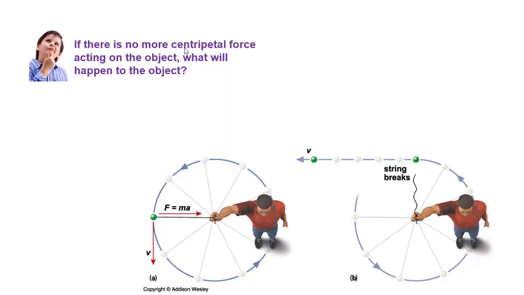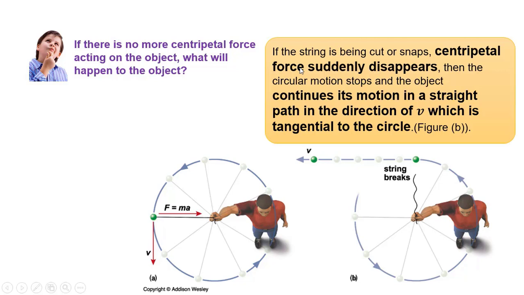If there is no more centripetal force acting on the object, what will happen to the object? Let's consider this case. If the string is cut or snaps, which means that the string breaks, centripetal force suddenly disappears. Then the circular motion stops and the object continues its motion in a straight path in the direction of v, which is tangential to the circle. Look at this figure.